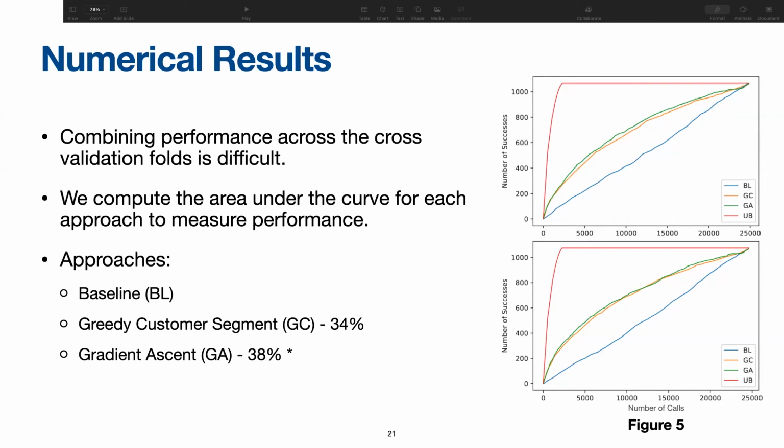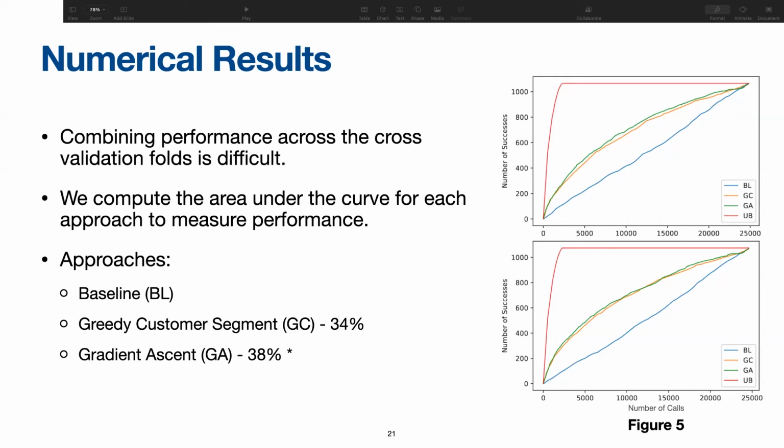The second approach is based on the approach we mentioned, and it's the greedy customer segment approach. It would involve us forming those customer segments and then determining the successful call rate for each customer segment. And once we have that information, we could use that to order or prioritize how we will call customers in the test set. And that's denoted in the orange line.